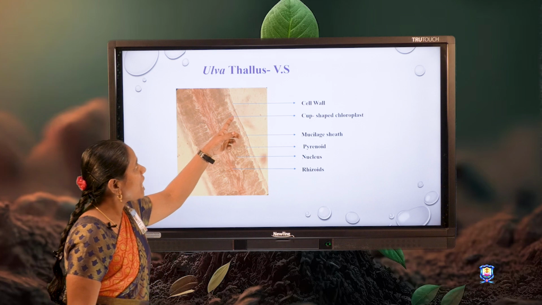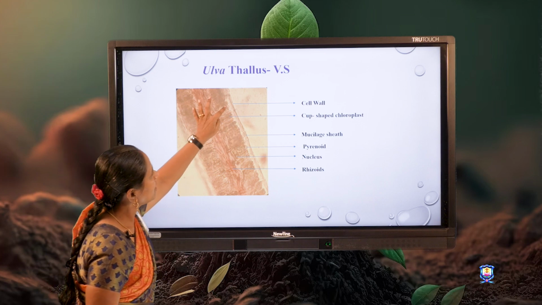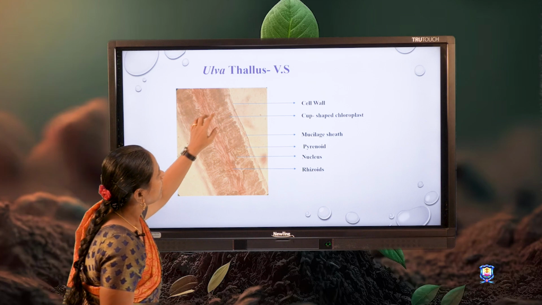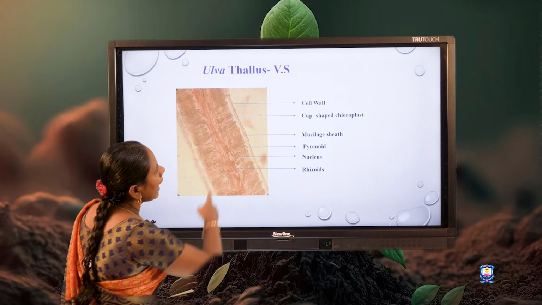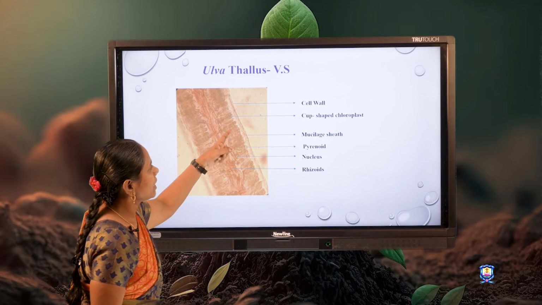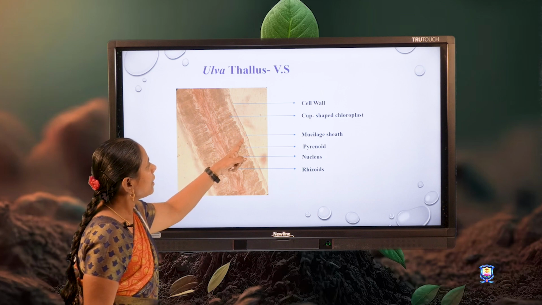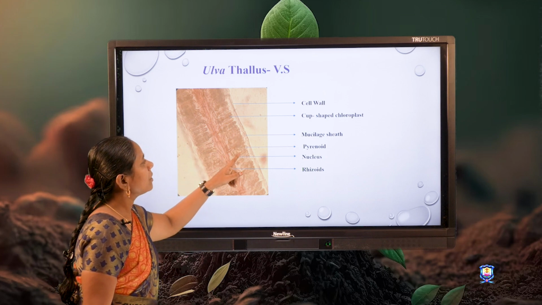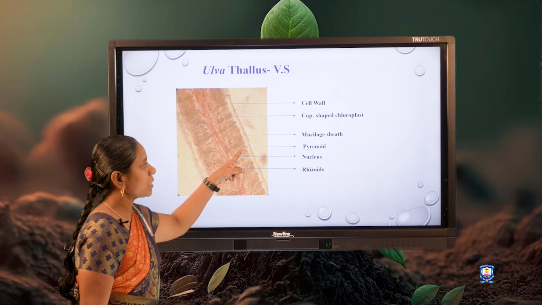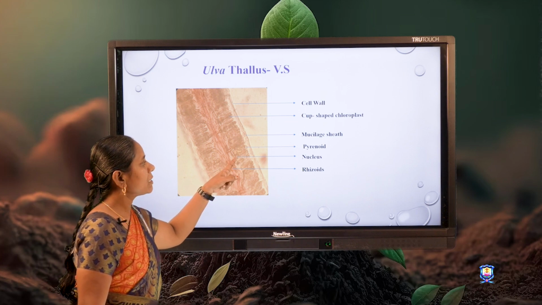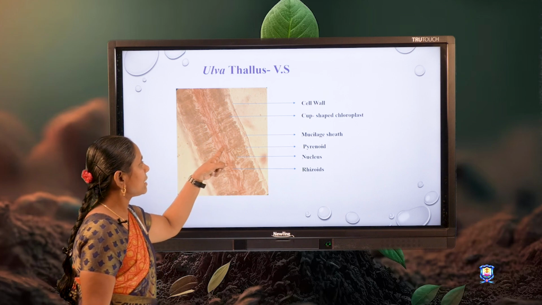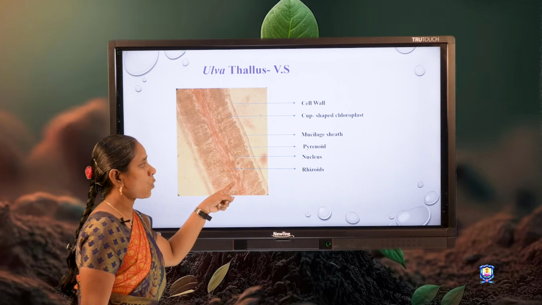Let us see the different parts of the Ulva thallus. This is the cell wall and this is the internal structure of the Ulva thallus. Here we can see the cell wall, and this is the cup-shaped chloroplast, which is green in color, and this is the mucilage sheath. It is completely around the cell wall. The chloroplast consists of a single pyrenoid, and there is a single nucleus in the protoplasm, and at the center of these cells, we can see the rhizoids.